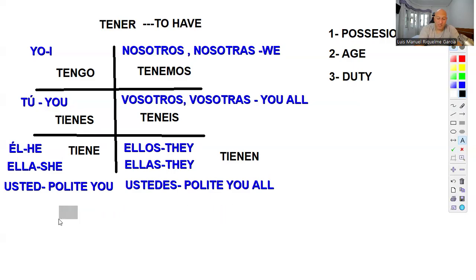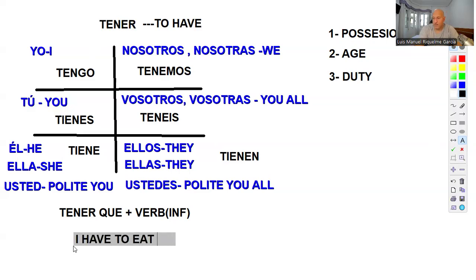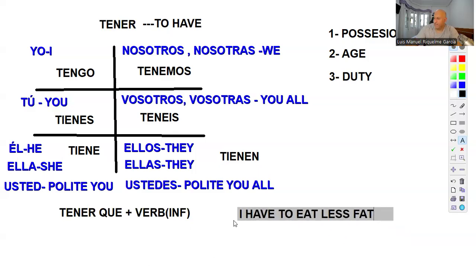But the way we do it is using the verb tener followed by que and then followed by another verb in its original form, in the infinitive. So no changes. So this tener needs to be modified, of course, but the second one won't be changed at all. So for example, imagine I want to say, I have to eat less fat, which is true, by the way.